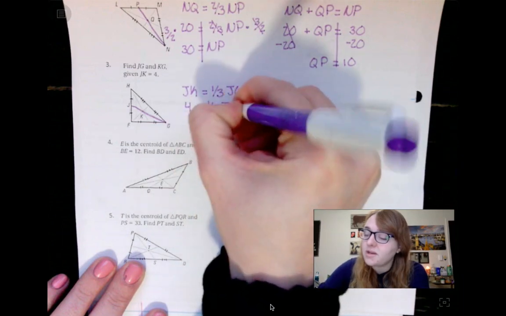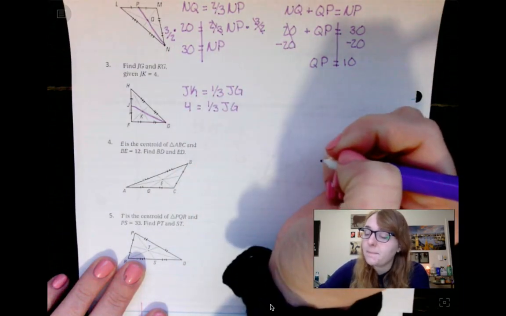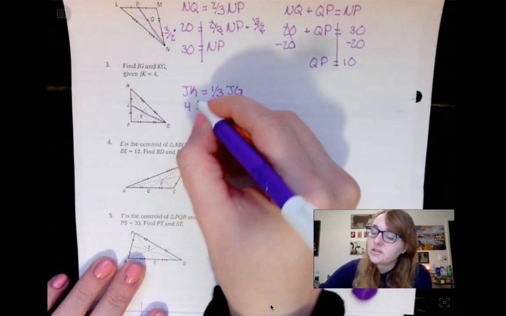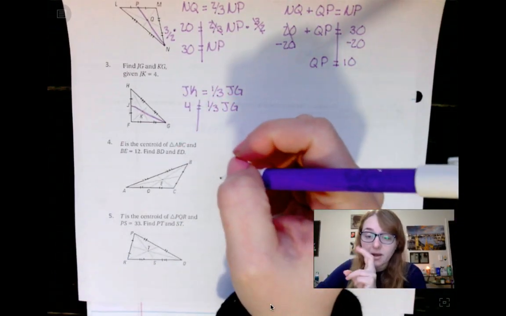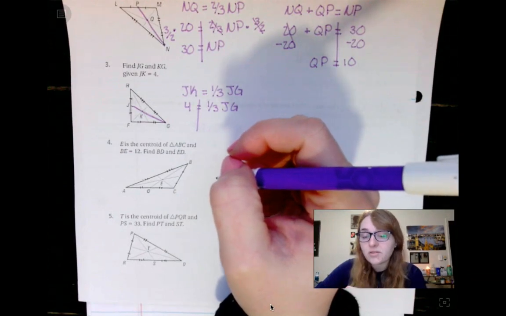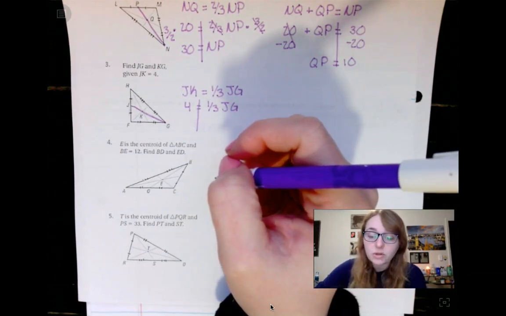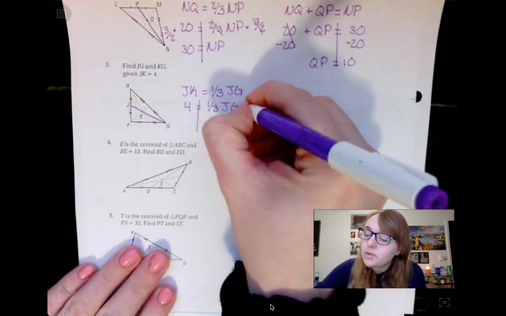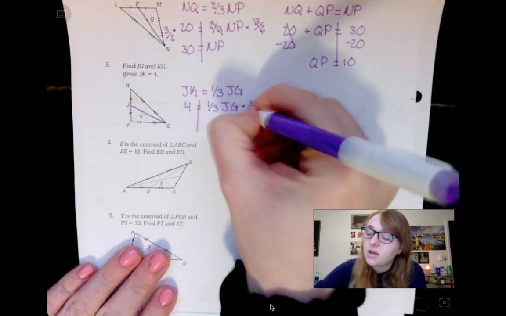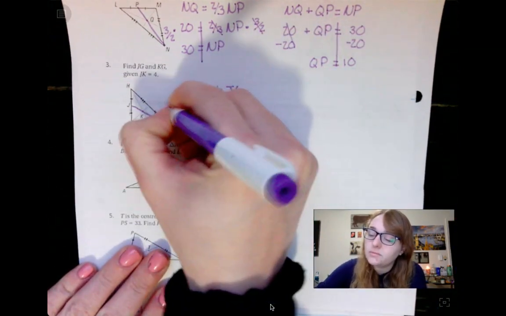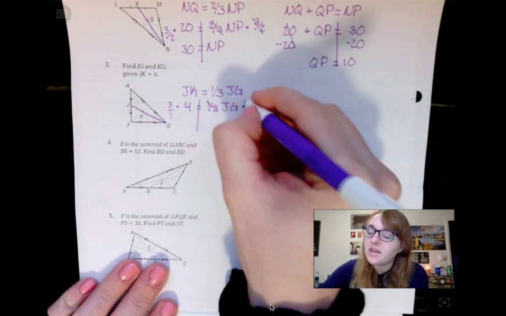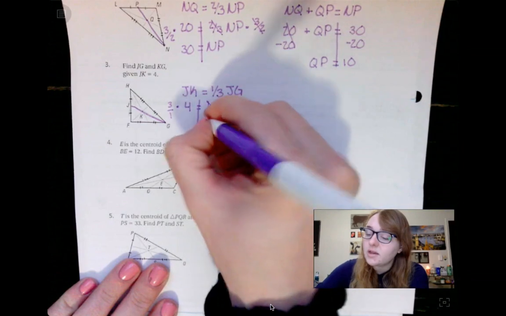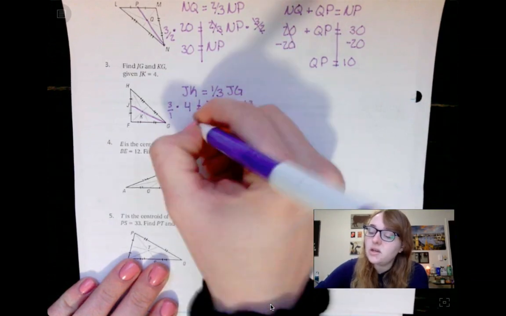And then I'm just copying down the rest of this equation here. And then just like the previous problem, we are going to have to divide by this fraction. And when we divide by a fraction, we are actually multiplying by its reciprocal. So we are multiplying both sides by 3/1. Okay, 1/3 and 3/1, those cancel because they go to 1, leaving us with just JG.